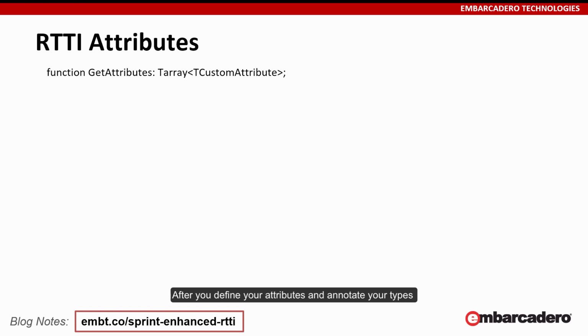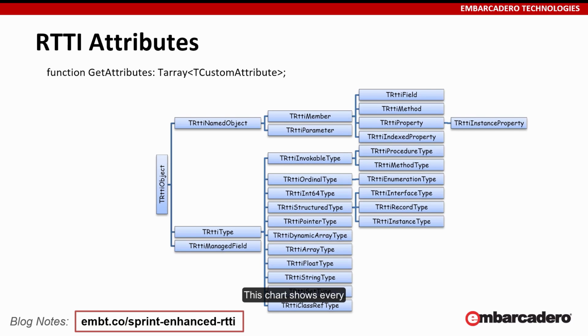After you define your attributes and annotate your types, you need to determine which attributes are present in a given type. So in order to inspect the attributes, you will use the GetAttributes method. The GetAttributes function returns an array of the attributes associated with a given type. This function exists in all the RTTI object descendants. This chart shows every RTTI object which supports the GetAttributes method.